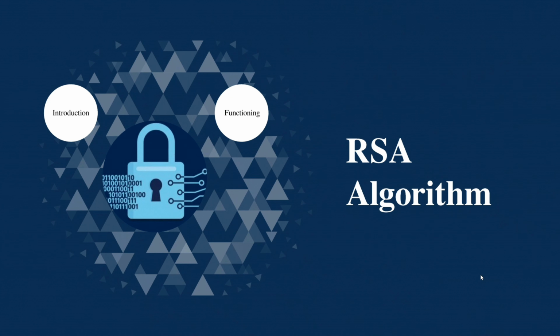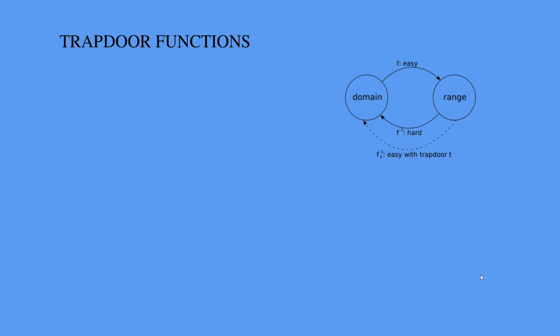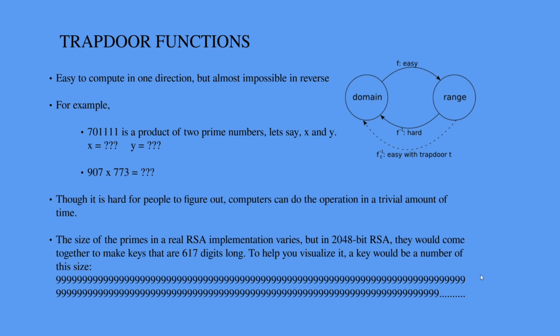Now, to understand the working of this algorithm, we first need to know a few mathematical concepts. The first one is the trapdoor function. RSA encryption works under the premise that the algorithm is easy to compute in one direction but almost impossible in reverse. As an example, if you were told that 701,111 is a product of two prime numbers, would you be able to figure out what those two numbers are? It would be a bit difficult, right? But if I ask you to flip things around, it becomes much easier. We can easily find out the product of these two numbers.